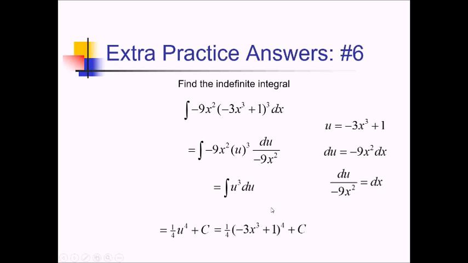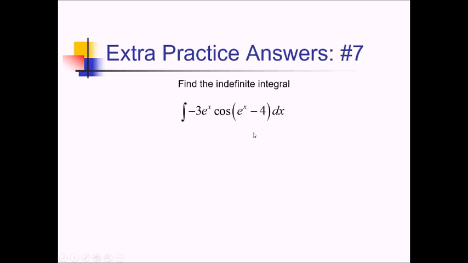and I'm done. For this problem, I notice that I have an inner function whose derivative is elsewhere in the problem, so this is a good candidate for u substitution. Let me start by letting u equal this inner function of e to the x minus 4. So then du is just going to be e to the x dx. That 4 is gone because it's a constant. So then we can write du over e to the x equals dx.